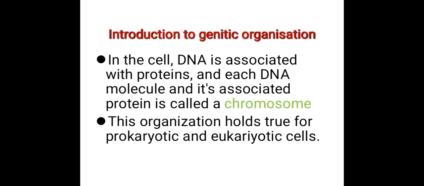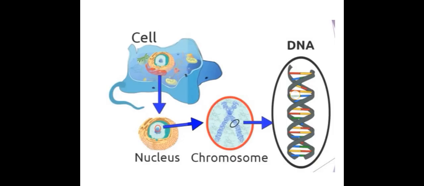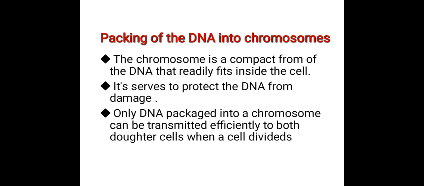Introduction to genetic organization. In the cell, DNA is associated with proteins, and each DNA molecule and its associated protein is called a chromosome. This organization holds true for prokaryotes and eukaryotic cells. Cell, DNA, nucleus, chromosome, like this. Then packing of the DNA into chromosomes. The chromosome is a compact form of DNA that readily fits inside the cell. It serves to protect the DNA from damage.